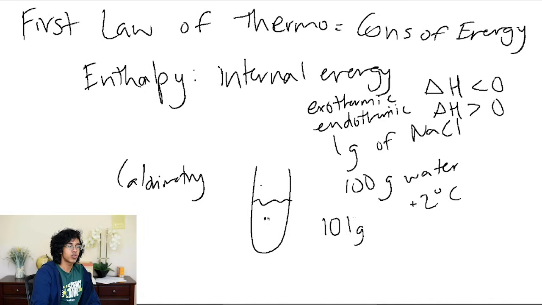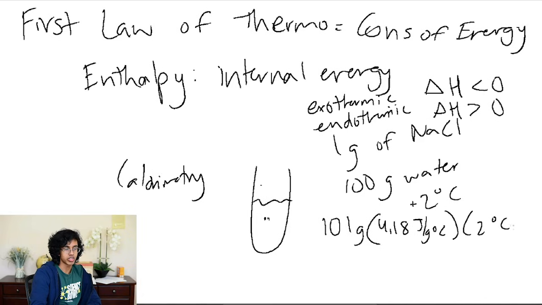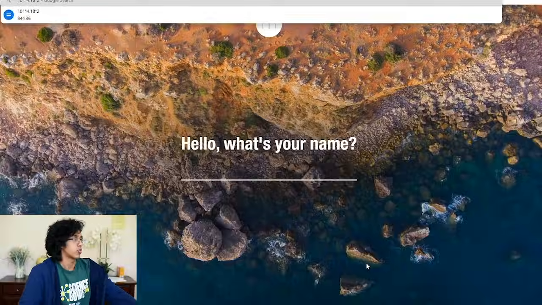So you got 101 grams, and then you multiply by the specific heat. We can just assume that the specific heat is the same as that of water, because adding a tiny bit of solute did not change the specific heat of water at all. So this is going to be 4.18 joules per gram degree Celsius. Then we multiply by 2 degrees Celsius, and hooray, we have our answer. Let us calculate: 844 joules.